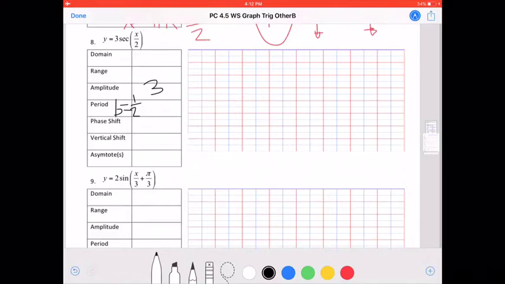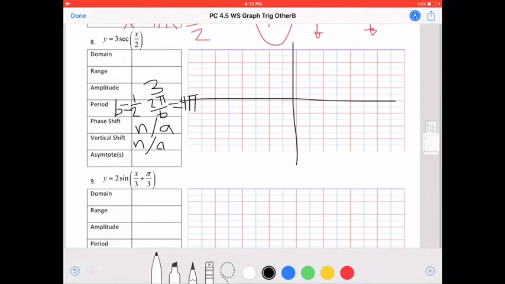So for cosecant and secant, we always do 2 pi divided by b. So in this case, we would do 2 pi divided by 1/2, so we get 4 pi. Phase shift, we don't have any C, so that's NA or 0. For vertical shift, we don't have a D, so that's NA or 0. Alright, the other stuff in that table we'll go back and fill. Since we don't have a phase shift, we can just do our normal X and Y axis, which is through the middle of our graph.